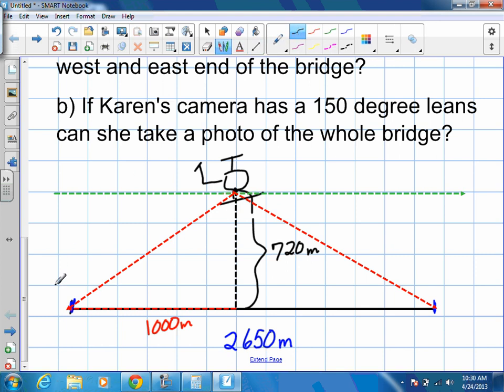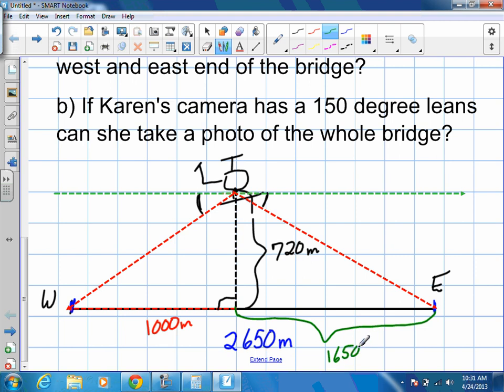This is our west end, this is our east end of the bridge, and the angles themselves are outside of what looks like the red triangle we've created. Okay, so we actually have to find those two angles in this question. Now we have the height of this triangle, and because we're going from directly below, we can create a right angle, which I'll do in green. How far is this distance here if this is 1,000 and the total distance is 2,650? That's right. So we just have to subtract 1,000 from it.